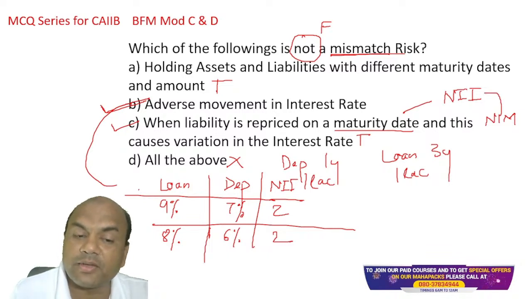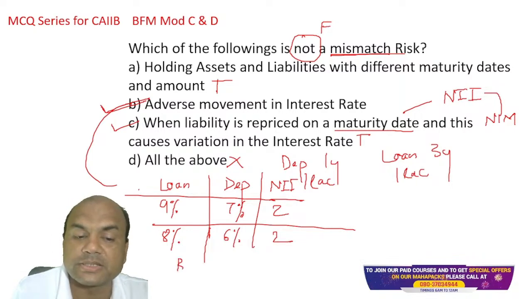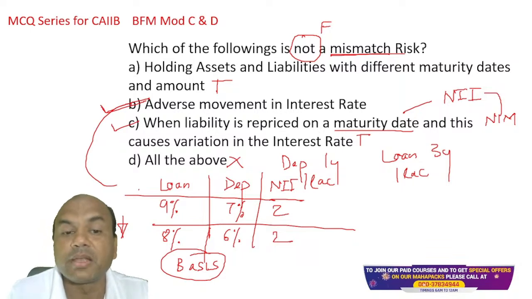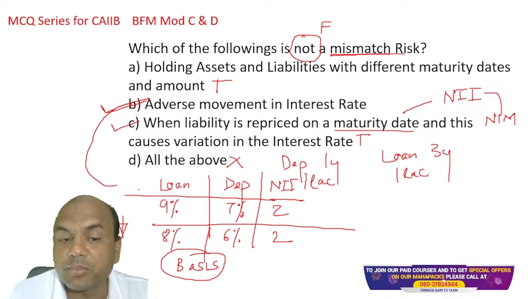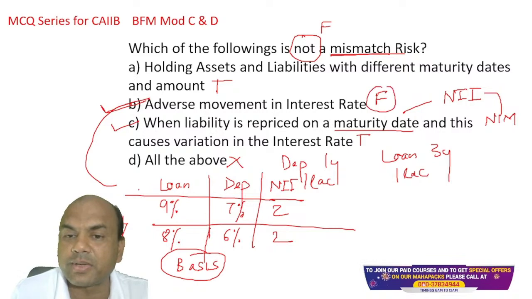Now if it happens in one of them, means this decreases but this does not, or this decreases, this does not, in that case that is called a basis risk. Okay, in basis risk, then you'll be having the mismatch part. But here, is anything mentioned about the basis risk? No, it is mentioned adverse movement in the interest rates. So it is for both. So that's why this is a false answer, and it is not a mismatch risk. Okay.